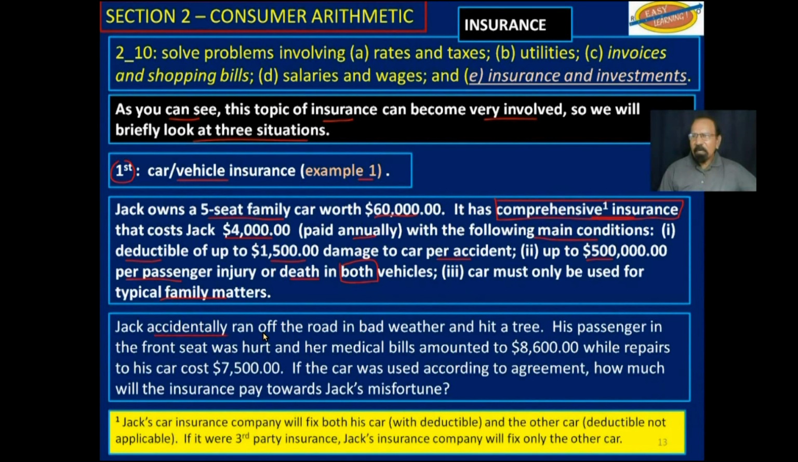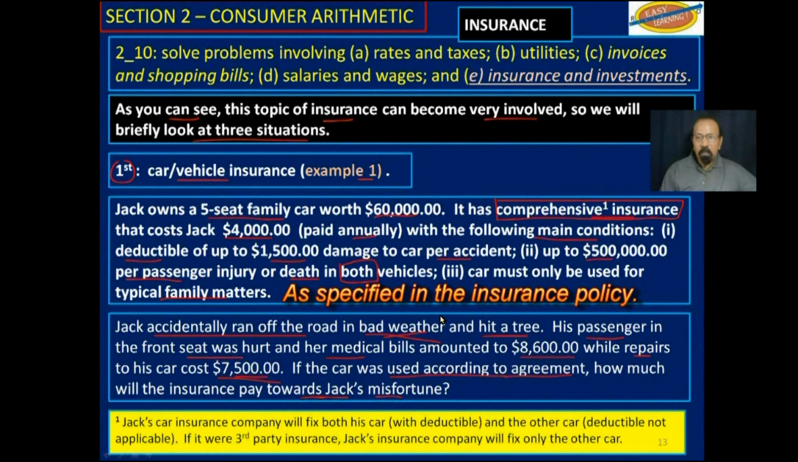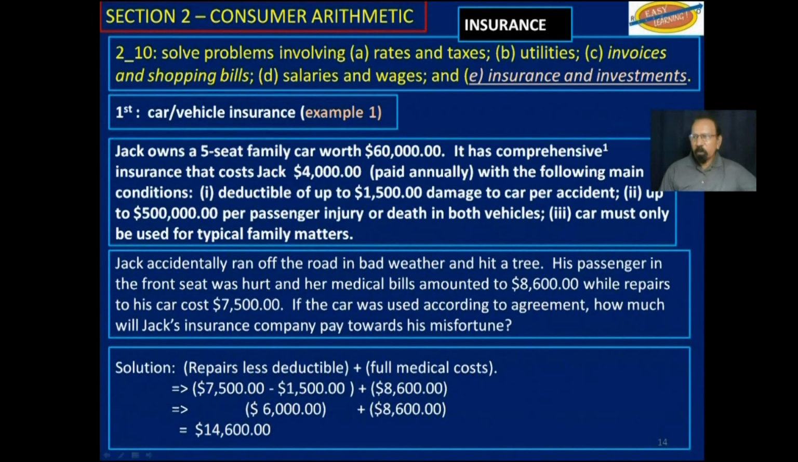Now, Jack accidentally ran off the road in bad weather, so another car was not involved, and hit a tree. His passenger in the front seat was hurt, and her medical bills amounted to $8,600, while repairs to his car cost $7,500. If the car was used according to agreement, how much will the insurance company pay towards Jack's misfortune? In other words, if you didn't use the car according to agreement, like you were using it for hire, the insurance company will not pay any insurance. You have to use it for typical family matters.